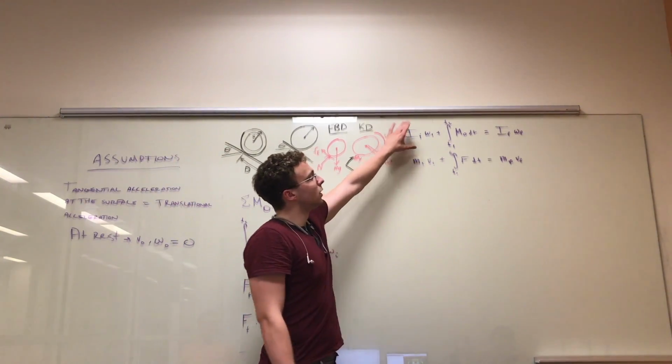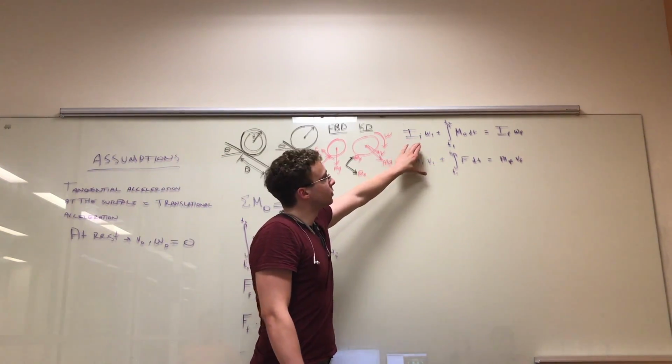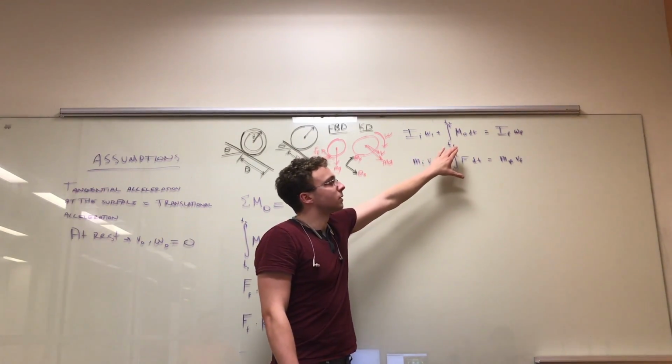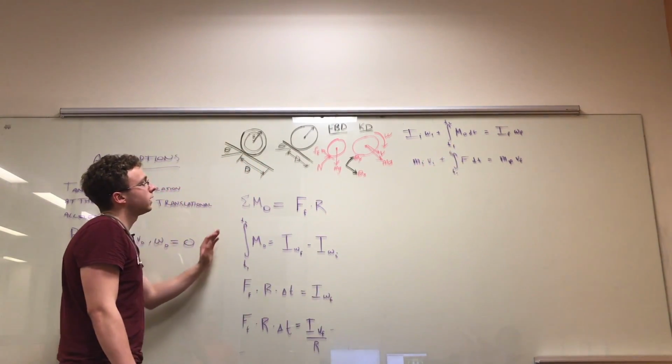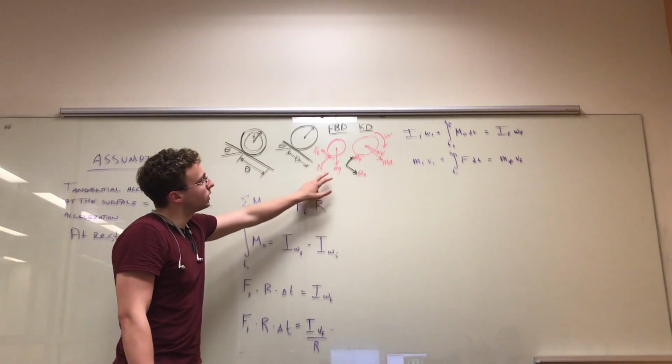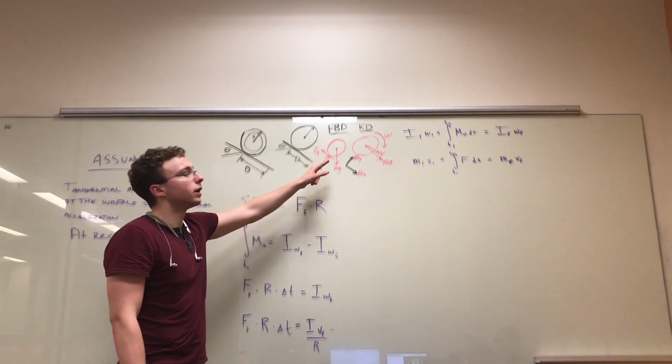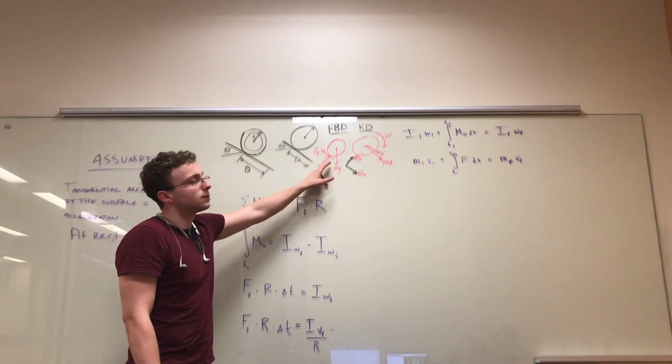So this first equation identifies the mass moment of inertia, angular velocity, and the moments acting about the center. We identify those moments by looking at the free body diagram, and we see that gravity and normal force go right through the center. The only moment acting on the object is this unknown friction force.